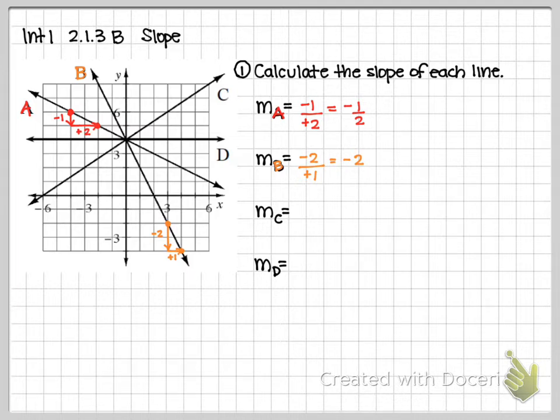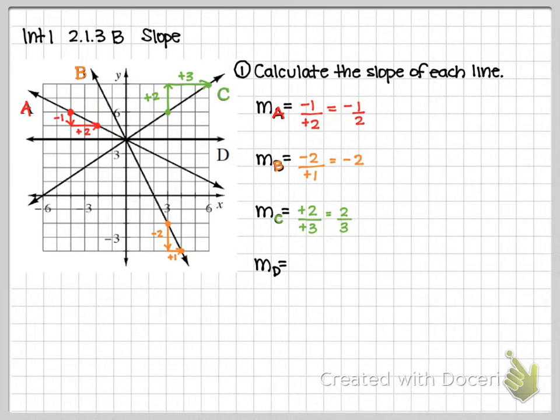Okay, C. Choose 2 points. Okay, I see a point here, and then I see another one up here. Again, it doesn't matter which 2 you choose. So I'm going to go up 2 and right 3. So I'm just counting the boxes over. Okay, so for C, I went up, remember, up-down part goes on top. Then right-left part goes on the bottom. I know a positive divided by a positive is positive, so 2/3.